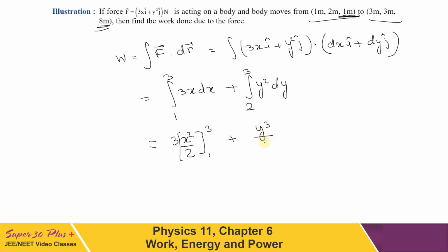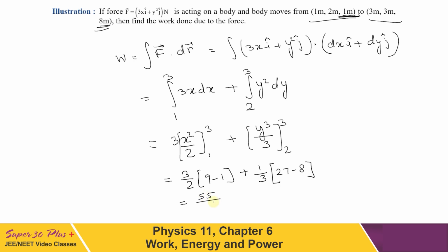Now on integrating, it will come out 3x square by 2 within the limits 1 to 3 plus y cube by 3 within the limits 2 to 3, which is equal to 3 by 2 times (9 minus 1) plus 1 by 3 times (27 minus 8). That is equal to 55 upon 3 joule. So this is how work done is calculated when force is constant and when it is not constant.